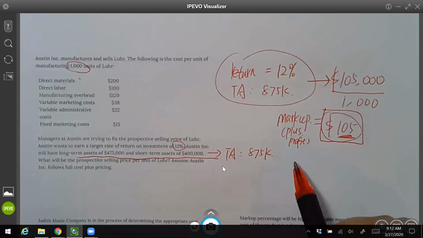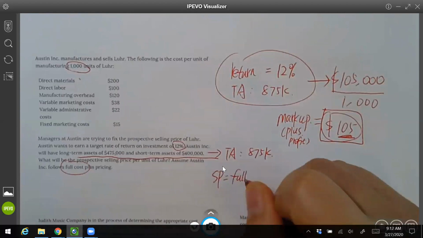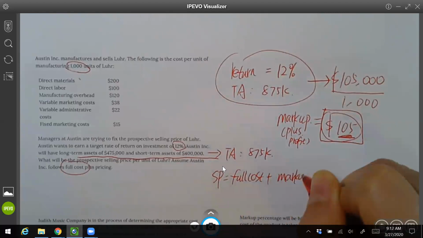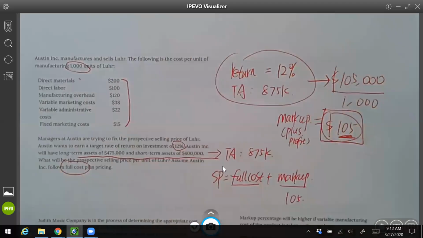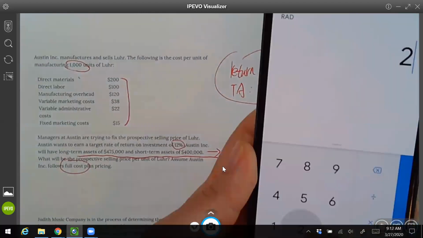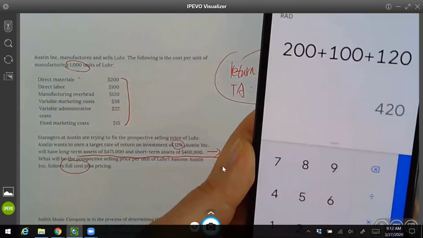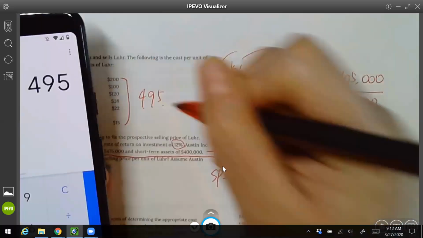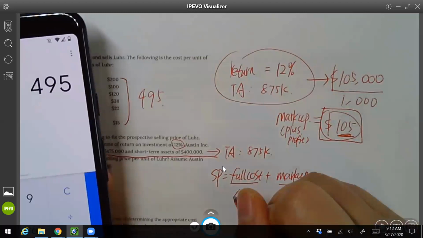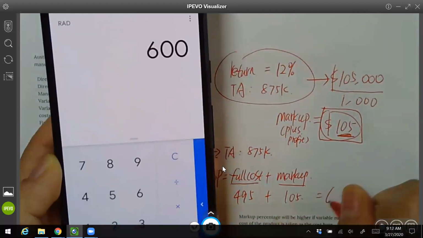So we say selling price equals, we use the full cost, right? We use the full cost plus the markup. We said the markup is already 105. Full cost, you just need to add all this. So what is our full cost? Our full cost is 200 plus 100, 120, 38, 22, 15. I got 495. And then 495 plus 105 equals 600. Did you get 600, yes or no?